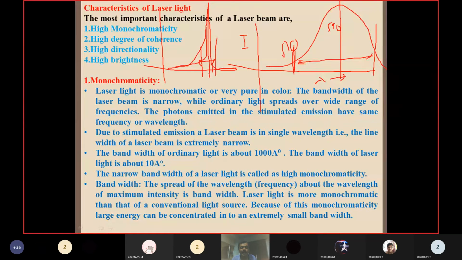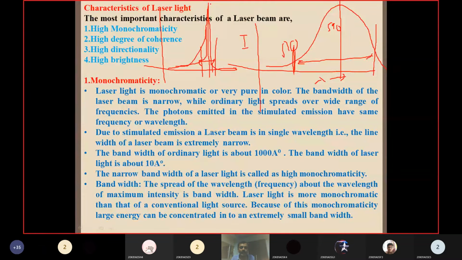If you take orange, it will be exactly around 590 angstroms, 594 like that. So approximately 590 angstroms in the case of orange color. For different colors it will be different wavelengths. So that means the width of the wavelength is also a very small range.